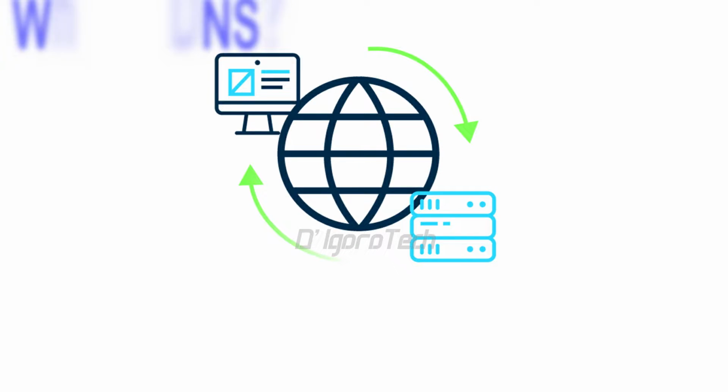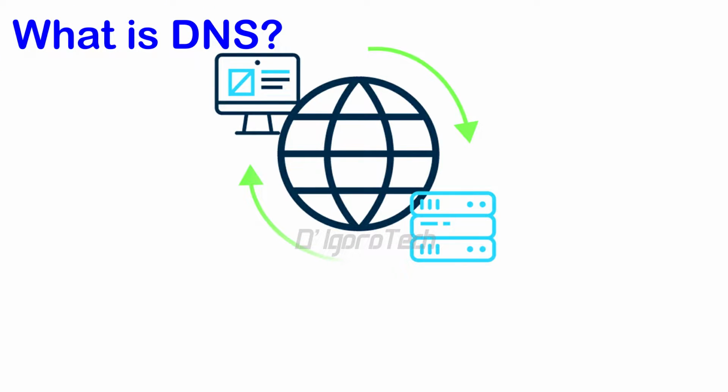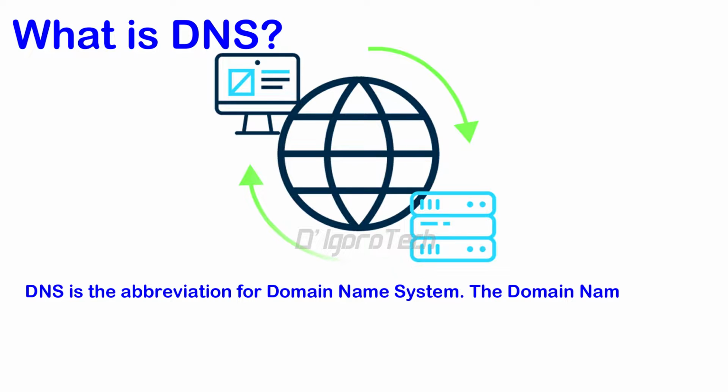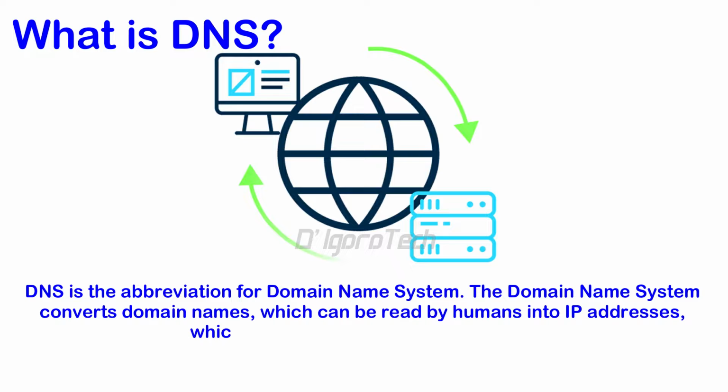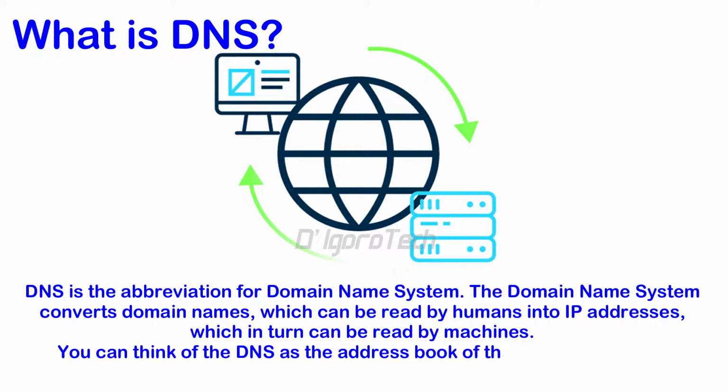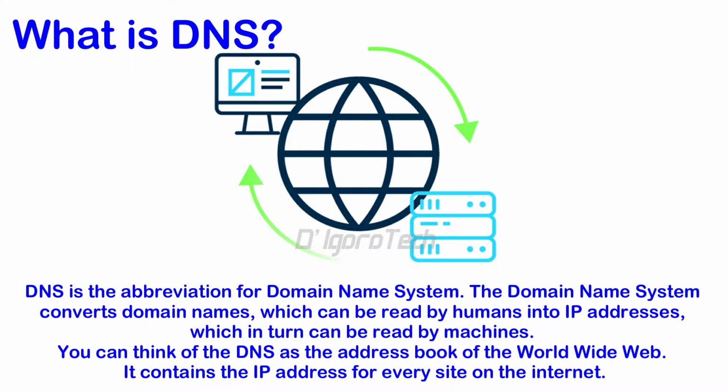But wait! What is a DNS and what does it do? DNS is the abbreviation for domain name system. The domain name system converts domain names, which can be read by humans, into IP addresses, which in turn can be read by machines. You can think of the DNS as the address book of the World Wide Web. It contains the IP address for every site on the internet.